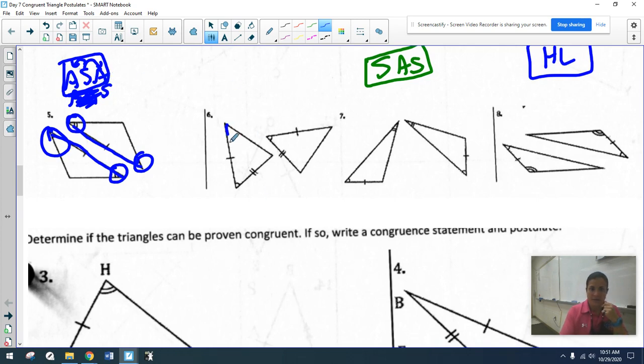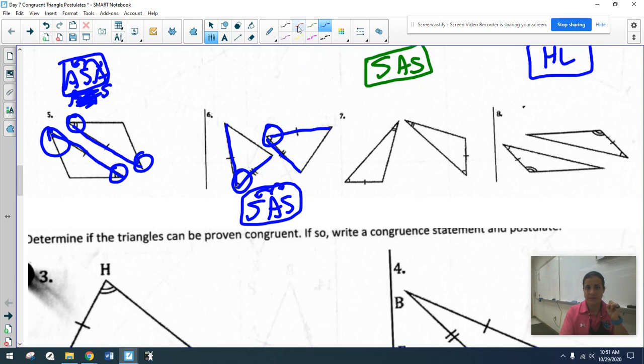This one right here, I've got one set of sides, that's one S. Two sets of sides, that's a second S. And one angle. The only option is SAS, so it's either that or no. I have to decide if my angle is included. My angle is touching both sides, so my angle is included. It's touching both S's. So this works.